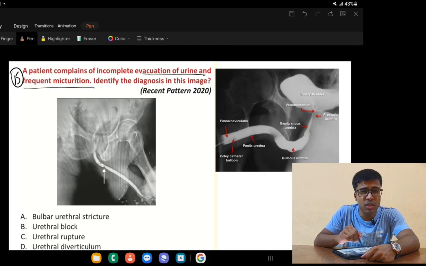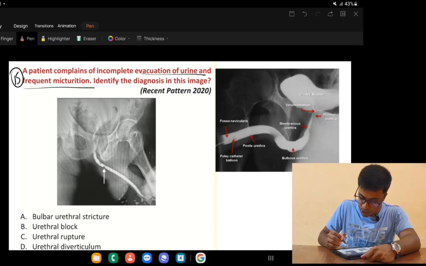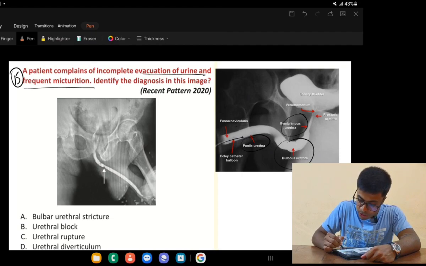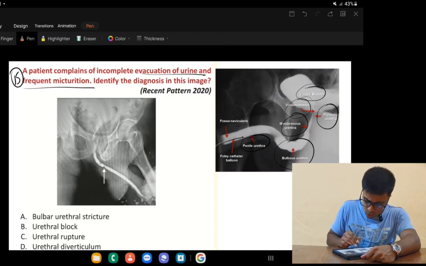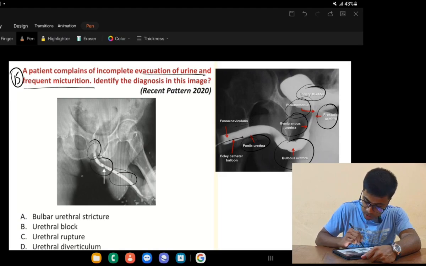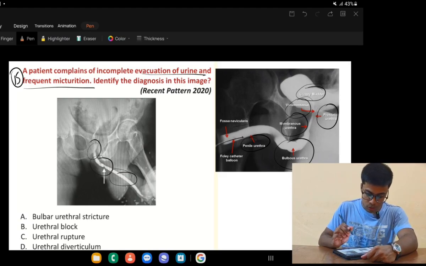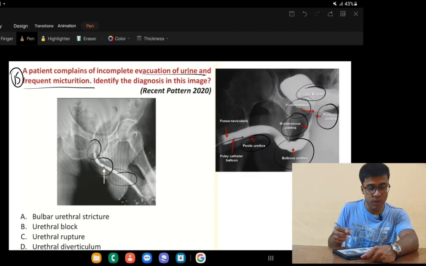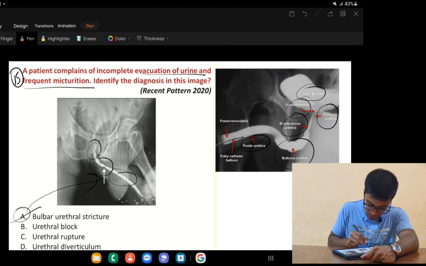Before getting to this question, you should know the normal imaging. This shows the Foley's catheter, fossa navicularis, then the penile urethra, bulbar urethra, membranous urethra, prostatic urethra, verumontanum, and the urinary bladder. So this is the penile urethra, then again we have the bulbar urethra, then the prostate will come here, and then the verumontanum. Making the diagnosis is easy here now that we know the normal imaging. This is probably the bulbar urethra. So the answer is a bulbar urethral stricture.